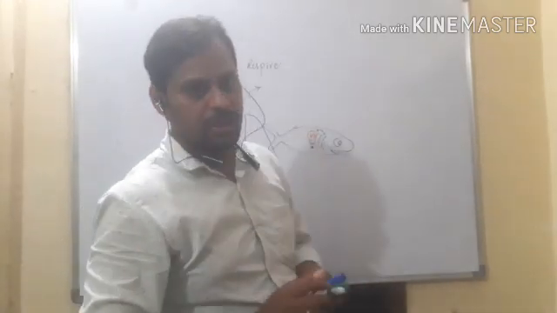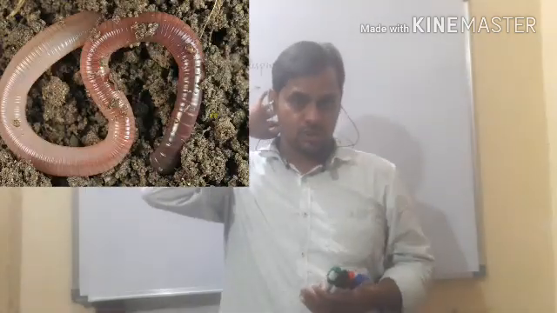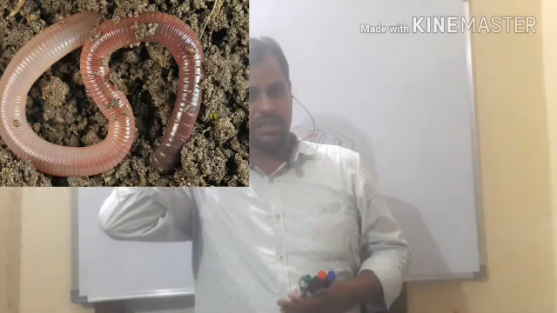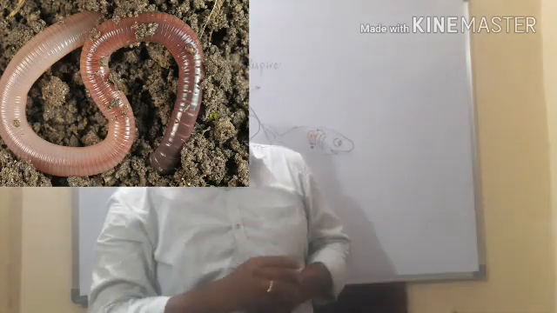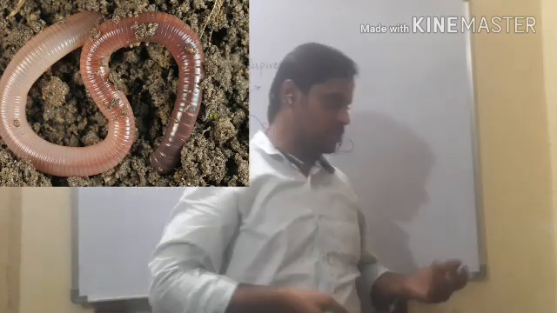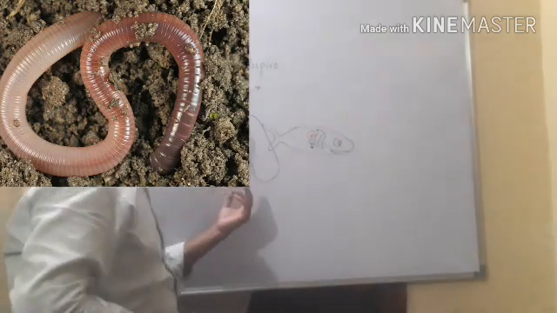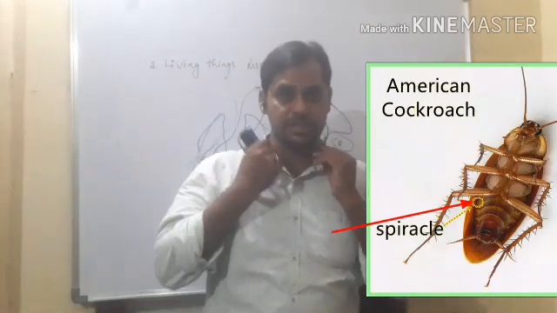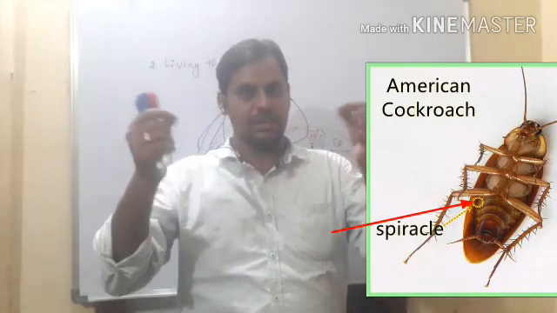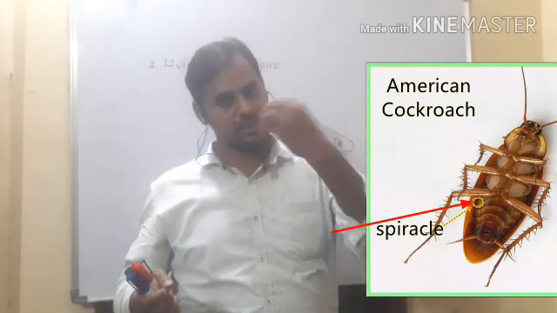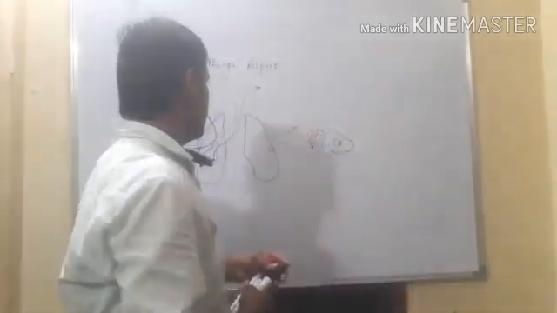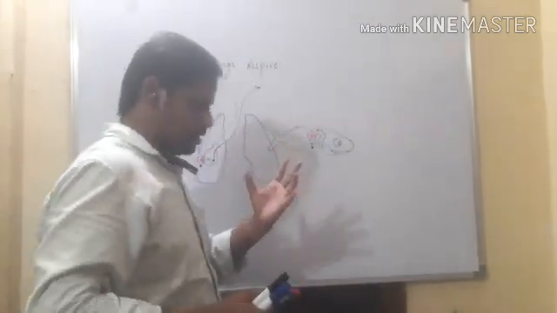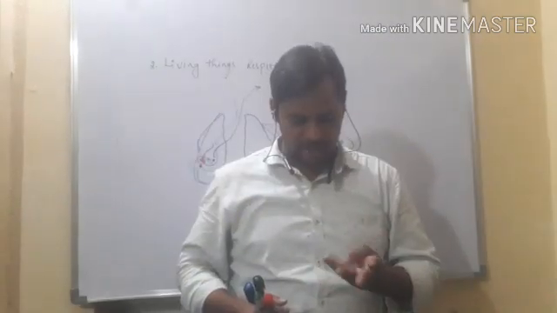Like that, the earthworm lives in the soil, and whatever oxygen is present in the soil is taken up by the earthworm through its skin. In the 7th class, we are going to learn more about that. Living things are able to breathe like this. Even the cockroach is able to breathe by the spiracles. There are holes on its sides, called spiracles, and it breathes through the spiracles. Right? These are the different respiratory organs in animals.